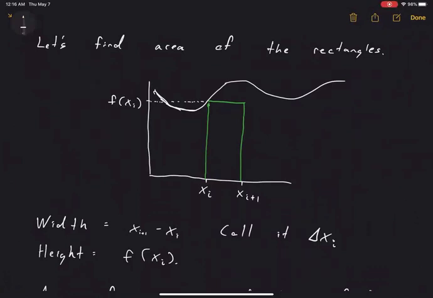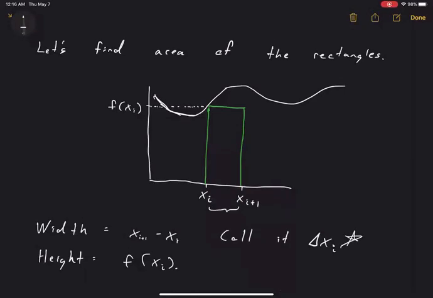Well, its width is whatever this distance is, right? x_{i+1} minus x_i. Okay, that gives us our width. And we can denote that as this triangle x_i, that's the Greek letter delta. So we call this x_{i+1} minus x_i, we call that delta x_i. So that's the width of my rectangle.